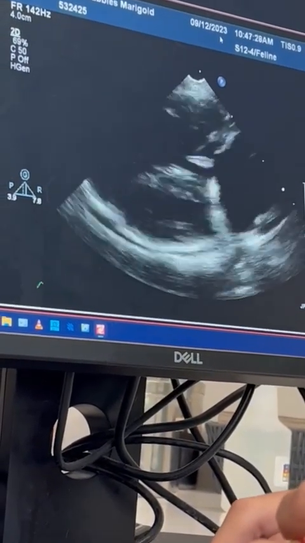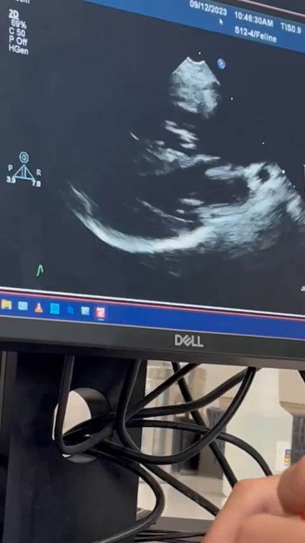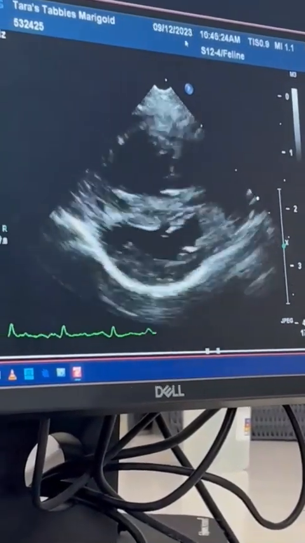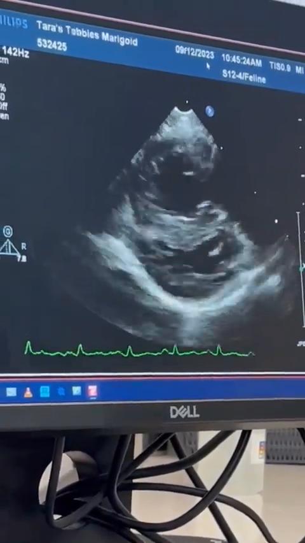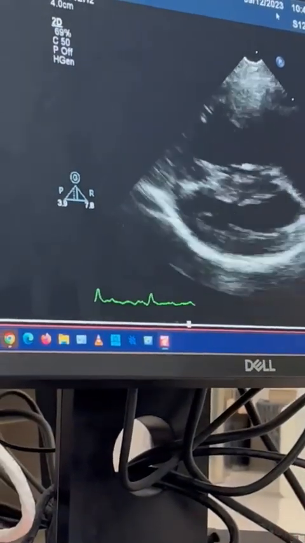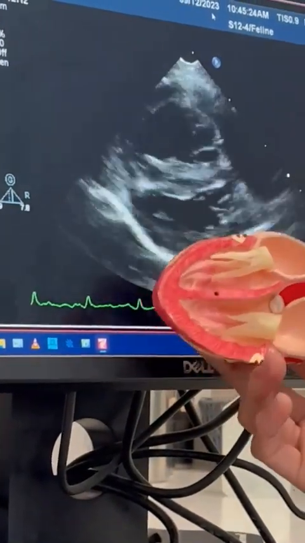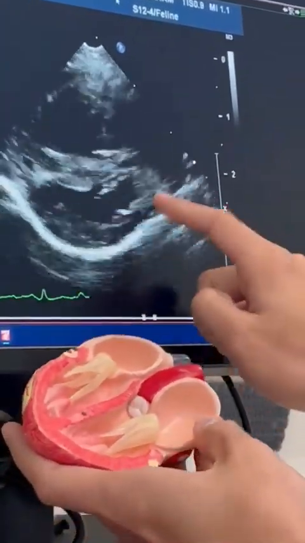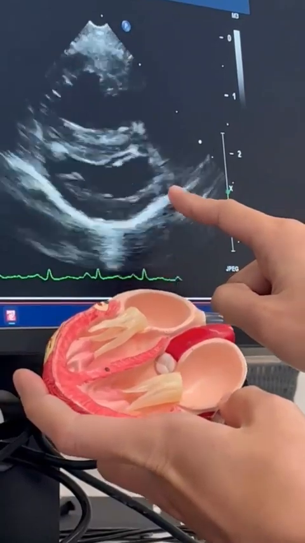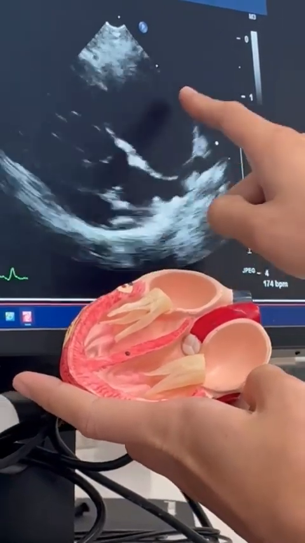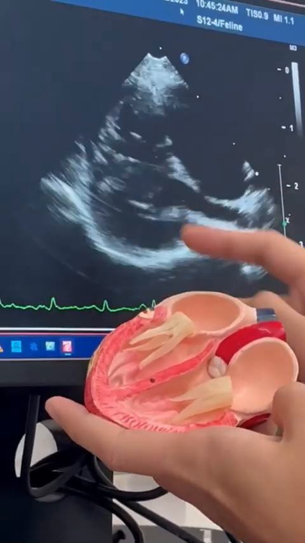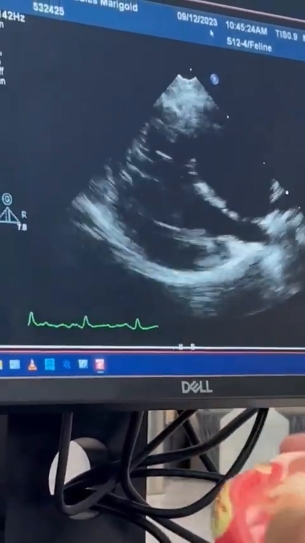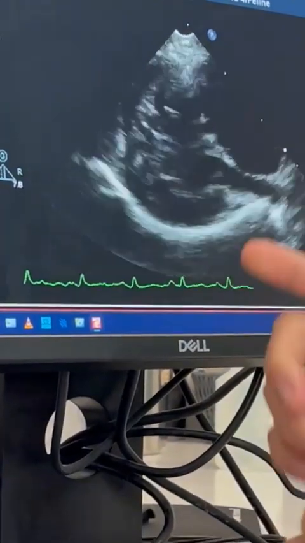So the first image I wanted to show you is this one. This is the first view that we usually obtain from the echo. You can imagine we're looking at the heart from this view. The left lower chamber, the left upper chamber, left atrium, left ventricle, right upper chamber, and right lower chamber.